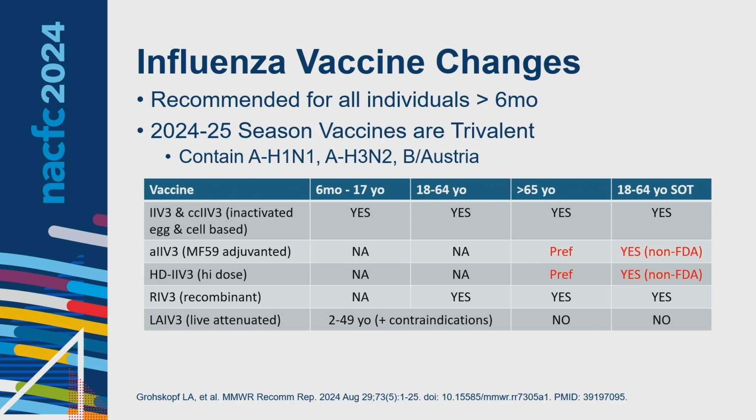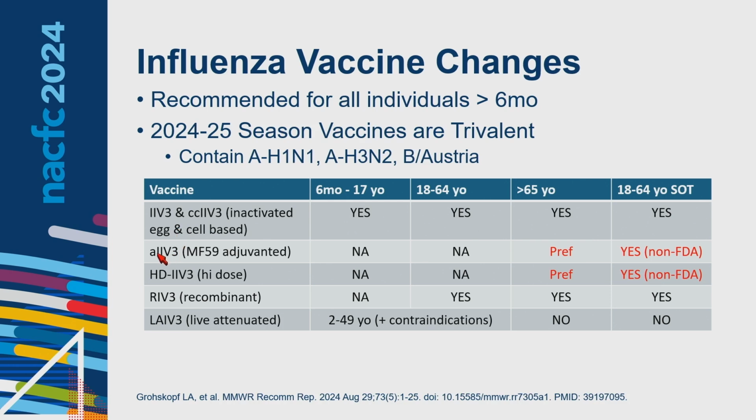This season's vaccines are all going to be trivalent vaccines. So they're going to contain H1N1 and H3N2 A viruses and a single influenza B virus. The fourth virus, influenza B Yamagata, has been left out because it hasn't been detected in global surveillance in recent years. The inactivated vaccines, both egg and cell-based, are recommended across essentially all age groups, as long as you're older than 6 months.